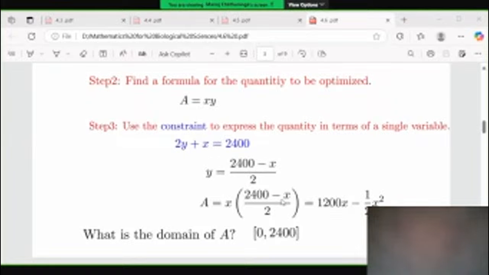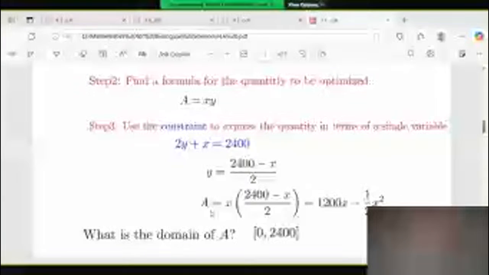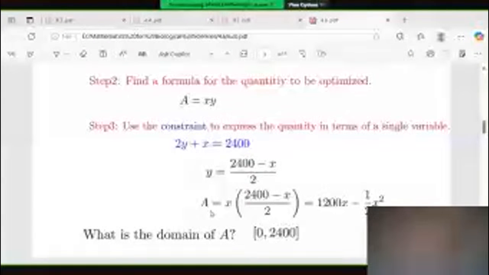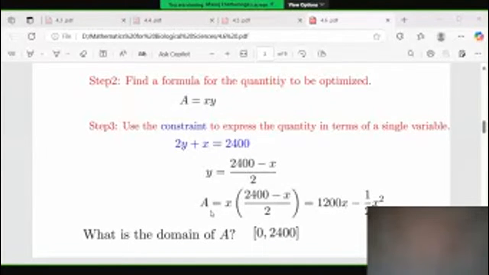So x can take any value between 0 and 2,400, not beyond those 2 points. At the end points, area is 0. Both points give you 0. Now, that should remind you of something. Rolle's theorem. You have a function defined on a bounded closed interval, and at the end points you have the same function value.